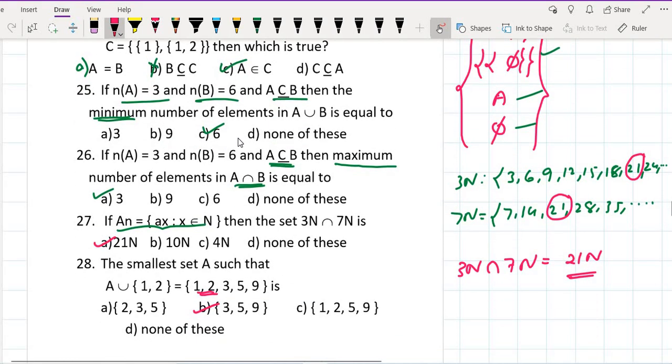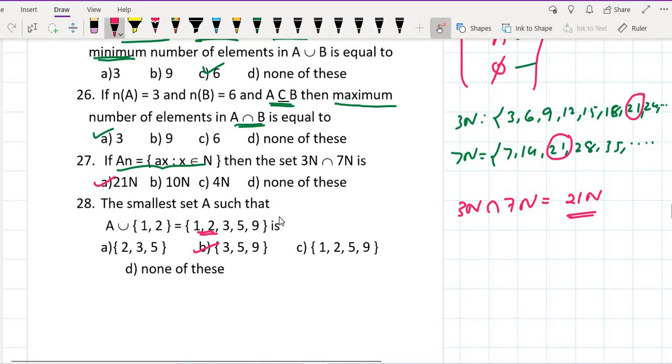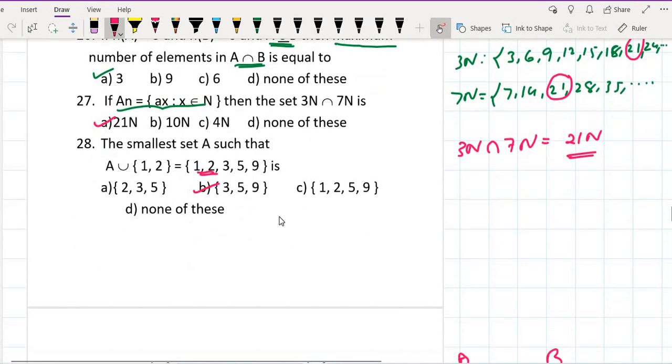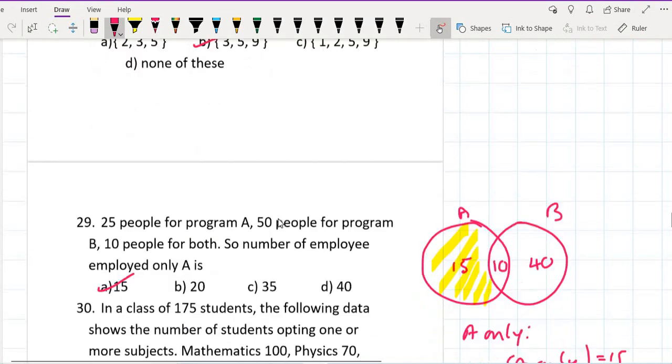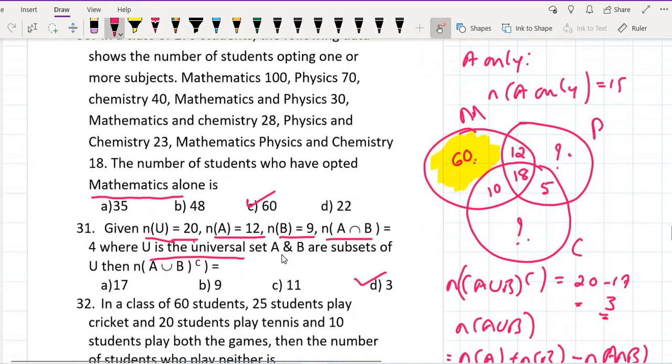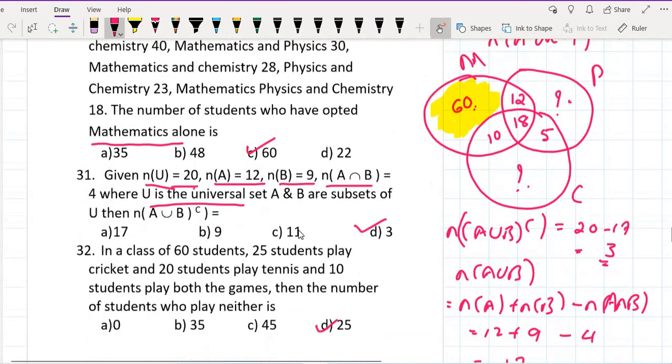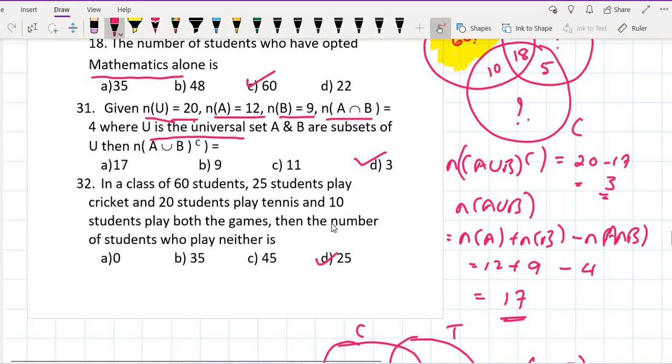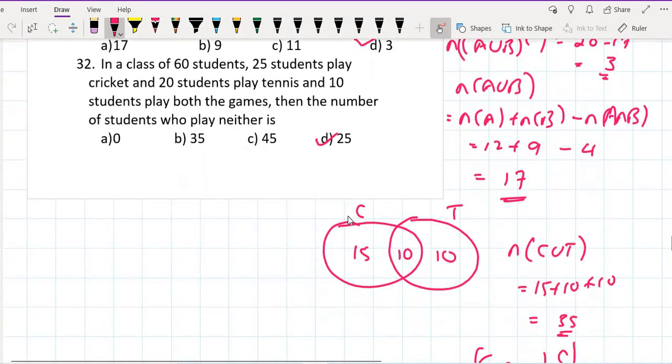25, C. 26, A. 27, A. 28, B. 29, A. 30, C. 31, D. 32, D.